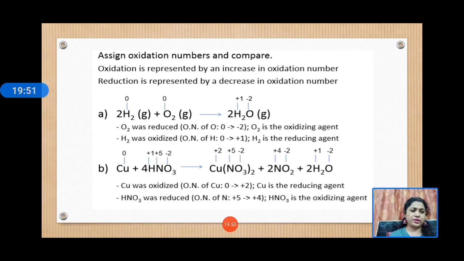Copper is the reducing agent. Whichever moiety is being oxidized, that will be the reducing agent, and whichever moiety is getting reduced, that will be your oxidizing agent. HNO3 was reduced and HNO3 is your oxidizing agent. Okay, let's proceed.